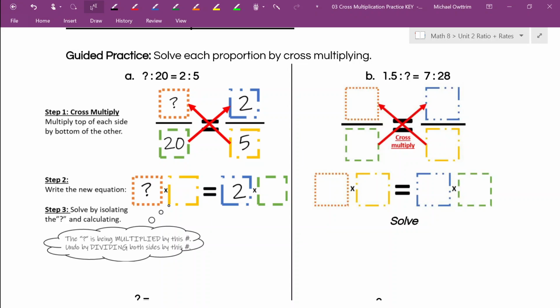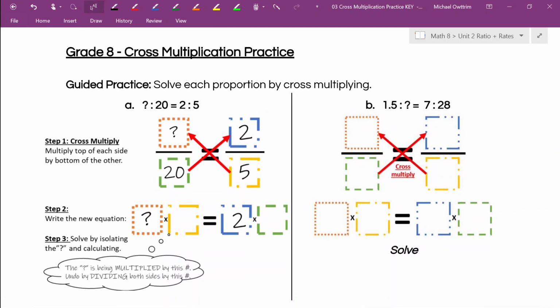Hello class, today we are taking a look at our cross multiplication practice. So cross multiplication is a strategy used to solve a proportion, and it does so by eliminating any denominators in our proportion fractions. And once we have eliminated the denominators, we just have a grade 7 equation to solve.